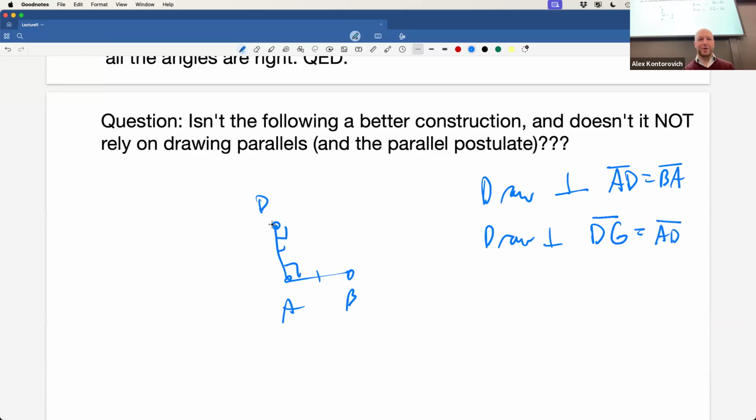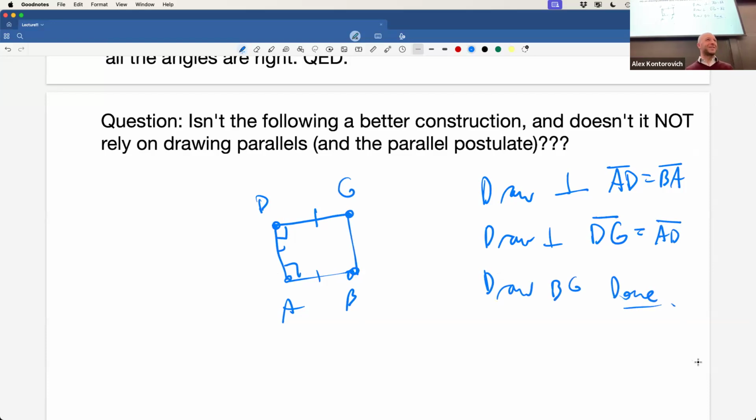Okay, drop a perpendicular and make it the same length as G. I can drop a perpendicular to AD. I can draw that circle to make it the same length as AD, which is also the same as AB. And then just draw BG. And then you're done. We didn't need the parallel postulate.